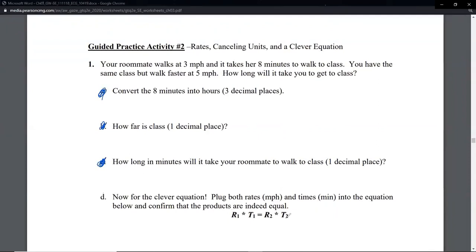So this is the concentration equation, but with more appropriate letters for this problem. Why do we get to use it? Well, let's think about it. Your roommate walks at 3 miles per hour and it takes her 8 minutes to walk to class. You, however, have the same class but walk at a much faster pace at 5 miles per hour.